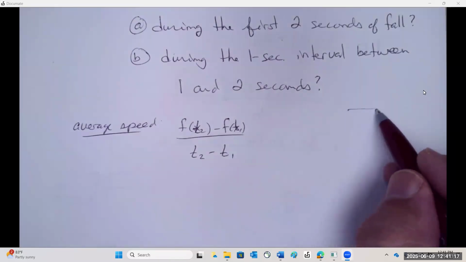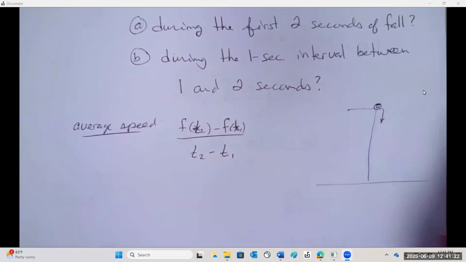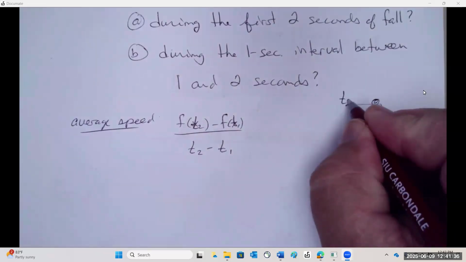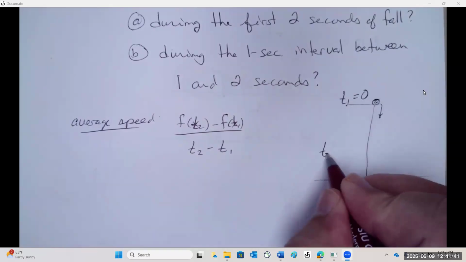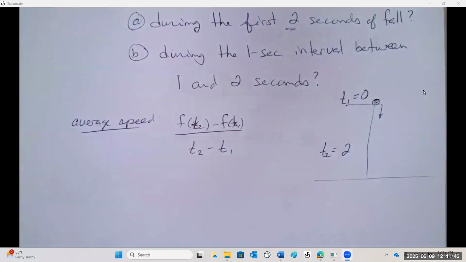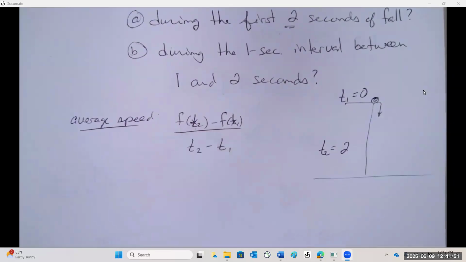Here's a picture of it. A rock. It falls. So what do we know here? What values do we have for our equation? Well, t1 is what? And t2 in the first one is 2 seconds. What about the position? What's f of t?